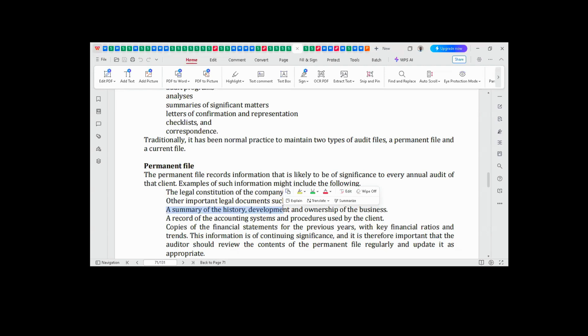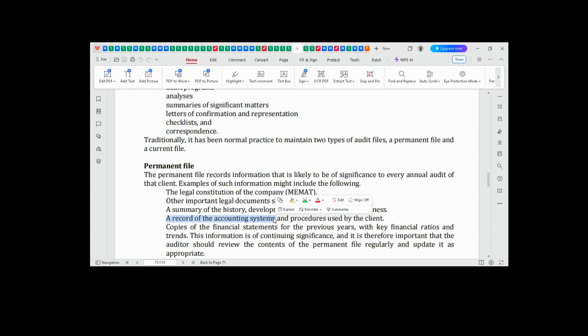Okay, so this information, they are there. All right, they are not expected to change. Then a record of the accounting system and procedures used by the client. That one too is not supposed to change because your accounting system, that is your ERP, your accounting package you are using, your SOP, standard operating procedure you are using, they are not expected to change over time. All right. If there's going to be any change, it will be maybe you are modifying it to improve your process, but it's not to change entirely.